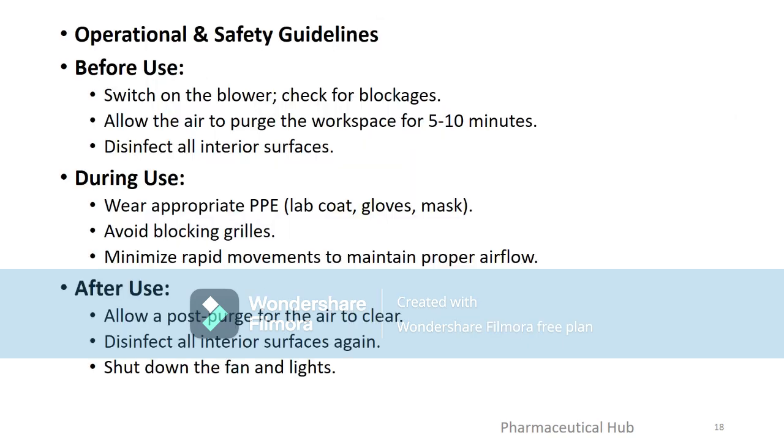Slide 18. Operational and safety guidelines. Before use: switch on the blower, check for blockages. Allow the air to purge the workspace for 5 to 10 minutes. Disinfect all interior surfaces. During use: wear appropriate PPE, lab coat, gloves, mask. Avoid blocking grills. Minimize rapid movements to maintain proper airflow. After use: allow a post-purge for the air to clear. Disinfect all interior surfaces again. Shut down the fan and lights.